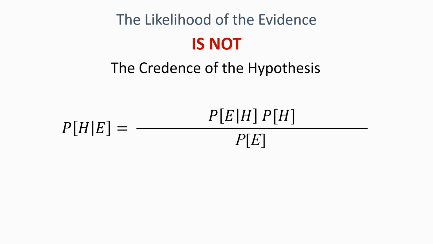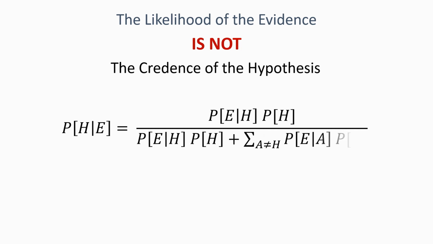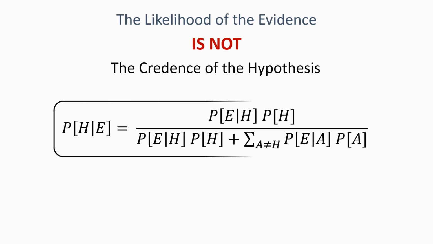The probability of the evidence E in general is the probability of the evidence given the hypothesis multiplied by the prior probability of the hypothesis plus the probability of the evidence E given the alternative hypothesis multiplied by the probability of the alternative. And we do that to all the alternatives, thus we arrive at Bayes' formula in its most elegant form.